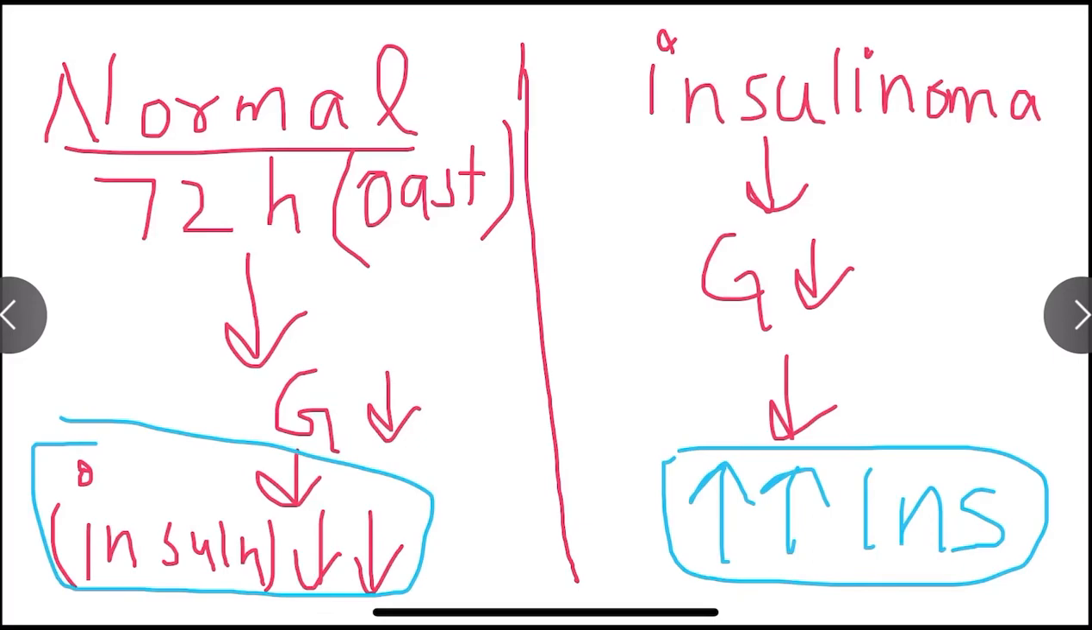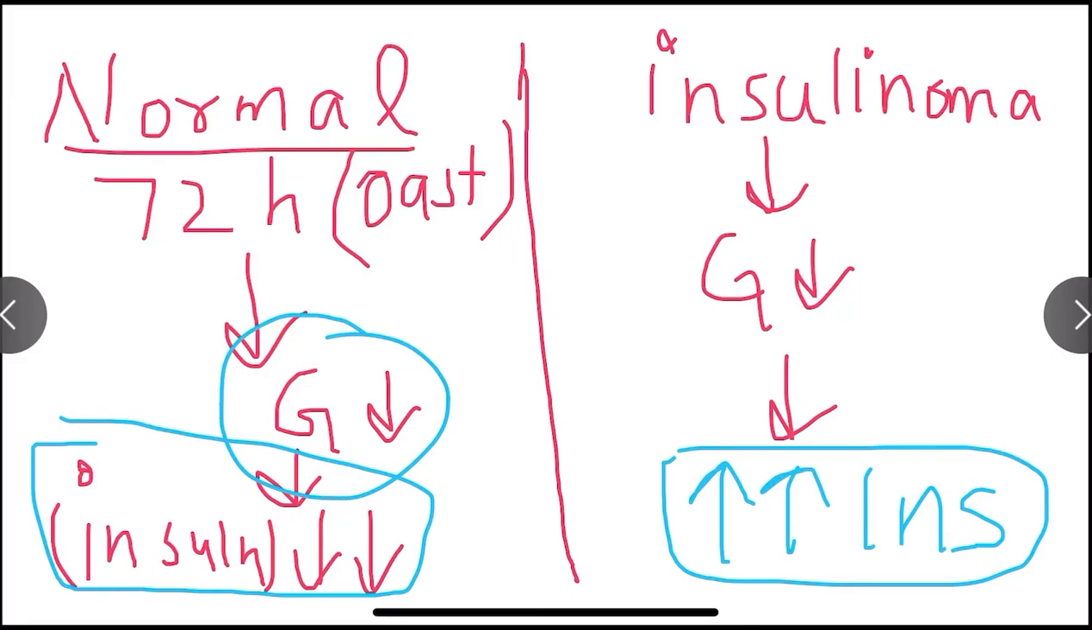Actually, we have the normal response to fasting, and we have the insulinoma patient who will react to the fasting. So we tell our patient not to eat anything for 72 hours. Then we check the serum glucose. Serum glucose will be decreased, and in response to decreased serum glucose, the insulin will also be decreased. Because if we have less glucose in our serum, we don't need high insulin. Okay, so insulin will be decreased.